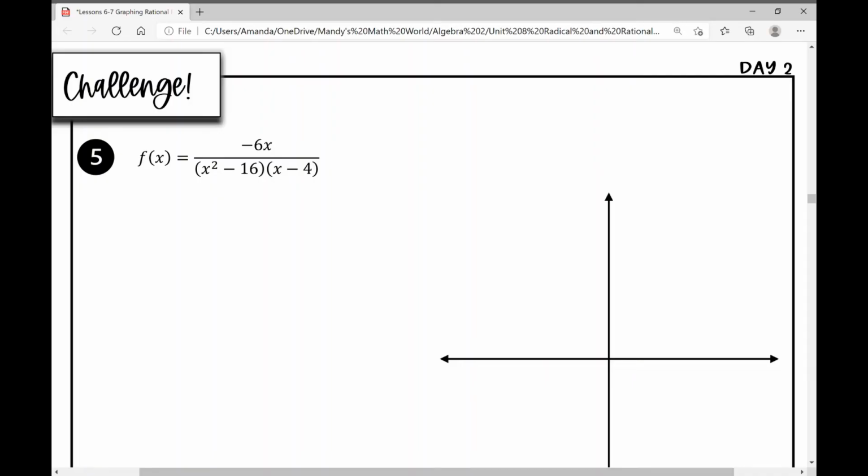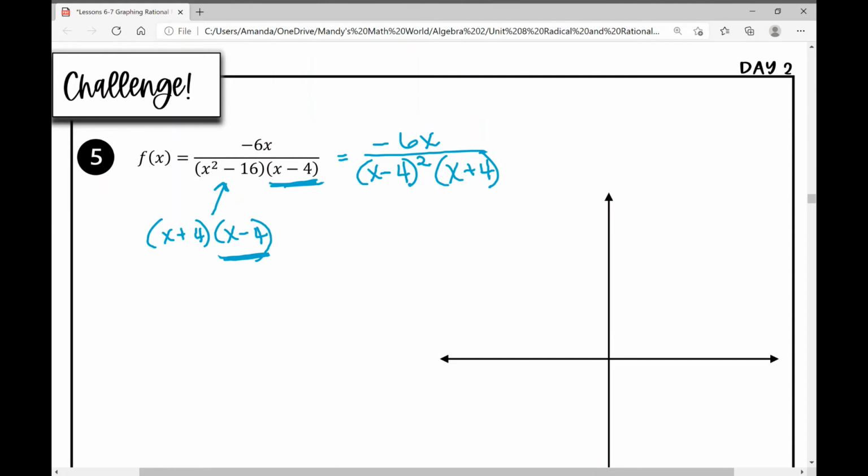So the first thing that I want to do in this example is factor this. And I have a difference of squares. It kind of looks like it's already factored, but we're going to rewrite it. X squared minus 16 is a difference of squares, and that's x plus 4 times x minus 4. So actually, if I were to rewrite this, -6x over, what would you do? I would combine x minus 4 and this x minus 4, squared times x plus 4. So now I've rewritten it and I can see that I have multiplicity in the denominator.